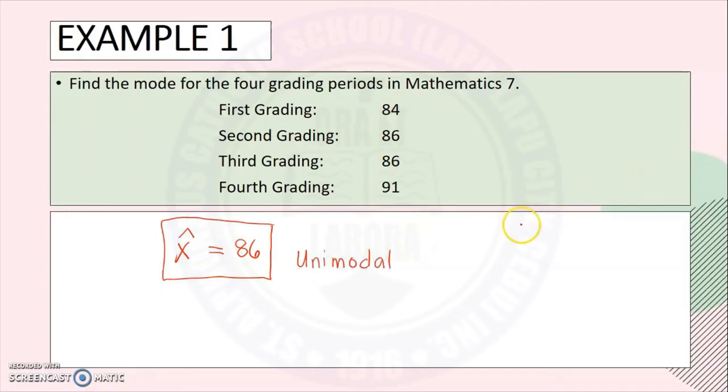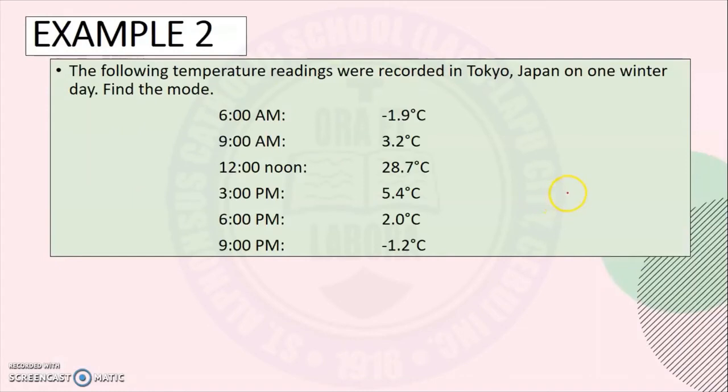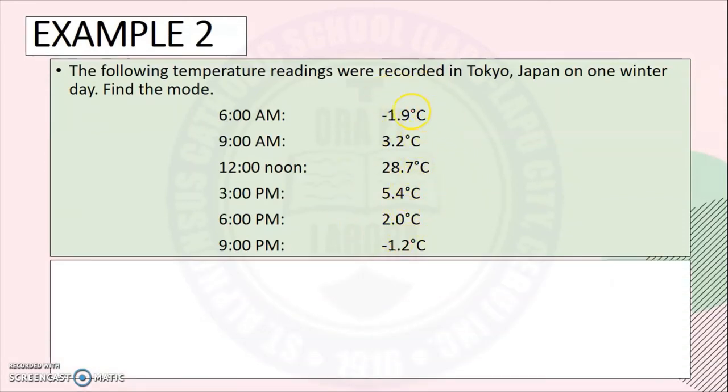Now, example number 2. The following temperature readings were recorded in Tokyo, Japan, and let's find the mode. So again, these are the following given values, and let's try to find a number that occurred most frequently. Okay, as you can see in the given, there's no number that occurred most frequently. All the numbers occurred once only. So that means this data has no mode.